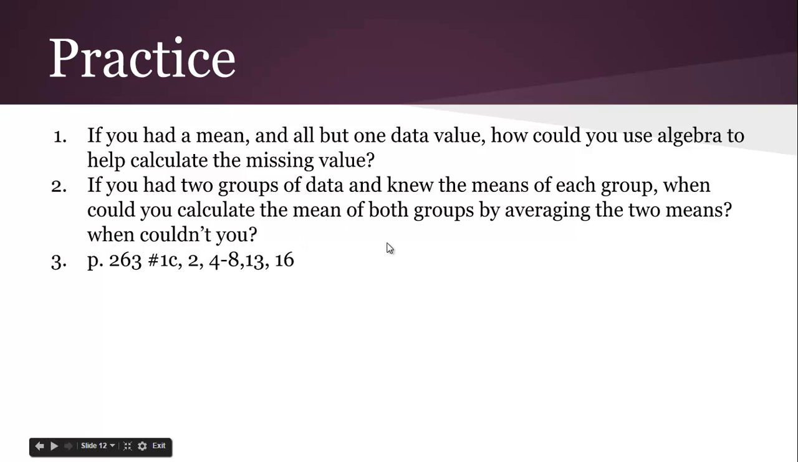Think about a small class and a big class. If you have a class with an average of 80, there's only 5 kids in it, and an average of 70, but there's 30 kids in it. Obviously, the average of the two classes is closer to the 70. Okay? And there's some more practice questions.